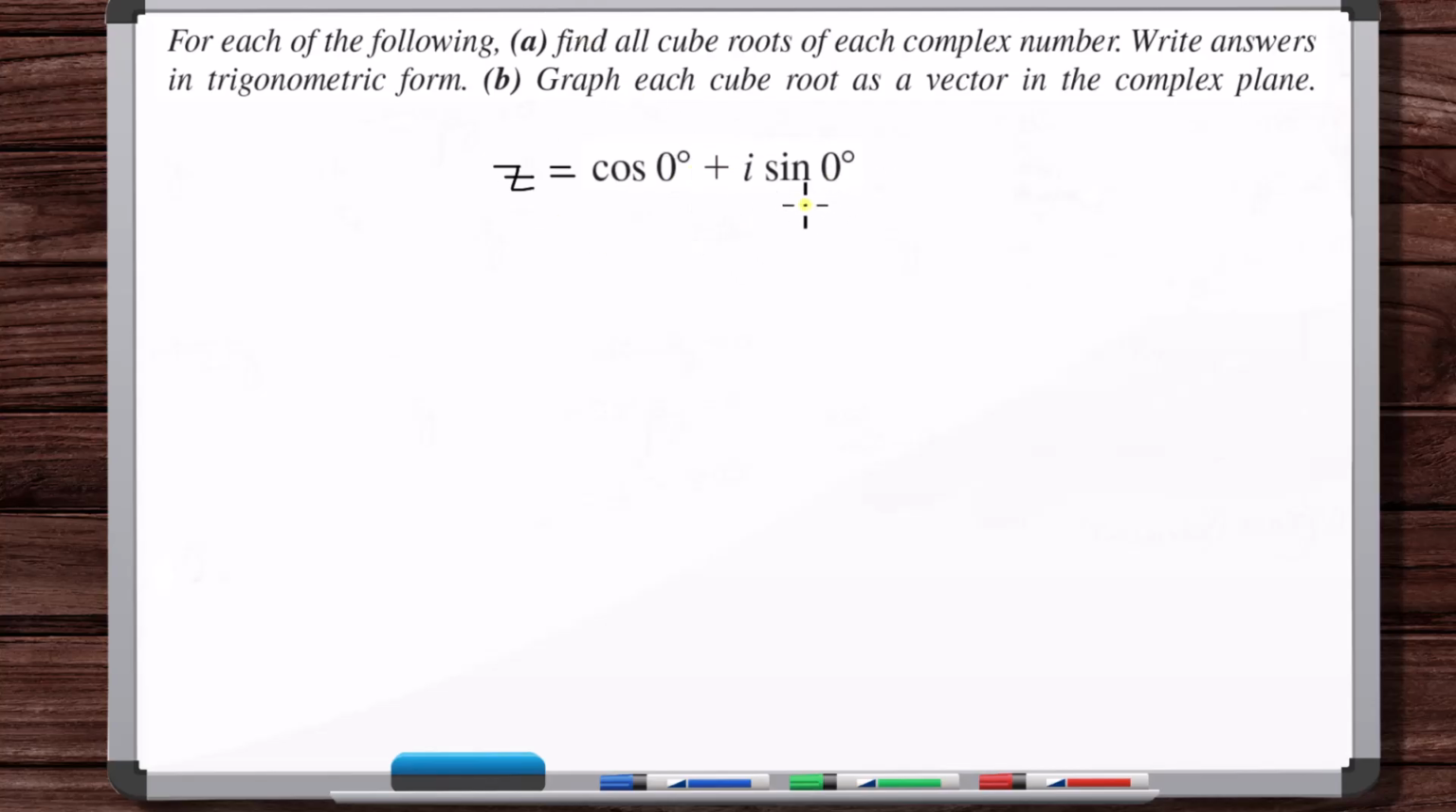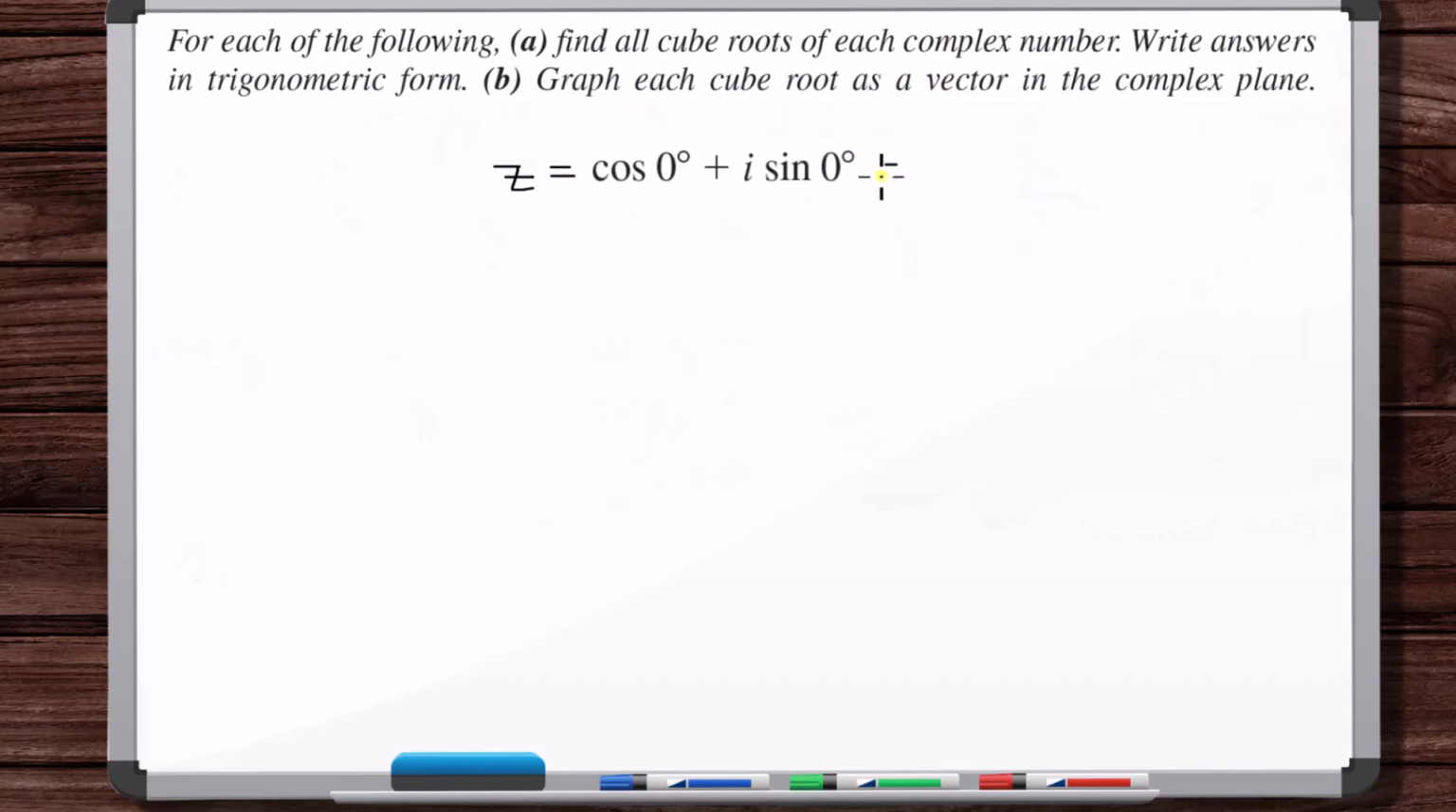And that's what we're doing here. For each of these, we're answering the question, what are all of the complex numbers that when you take them to the third power, you're going to get this? That's the question we're asking, and we're answering it for each of these problems.